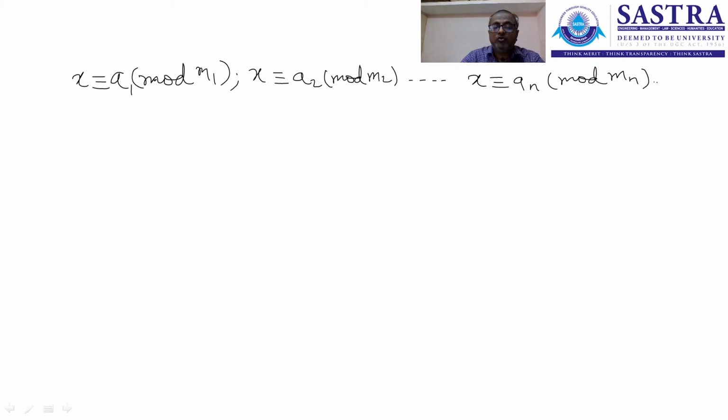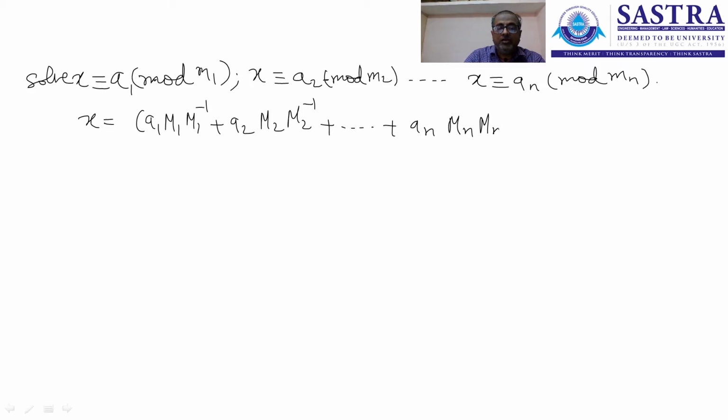Suppose I take a system of congruence relations, let me write like this: x is congruent to A1 mod M1, x is congruent to A2 mod M2, and so on, x is congruent to An mod Mn. I have to solve this. I'll be using the Chinese remainder theorem. So now how to find x? x would be A1 M1 M1 inverse plus A2 M2 M2 inverse plus so on plus An Mn Mn inverse, mod M. I'm just writing down the solution which is obtained from the Chinese remainder theorem.